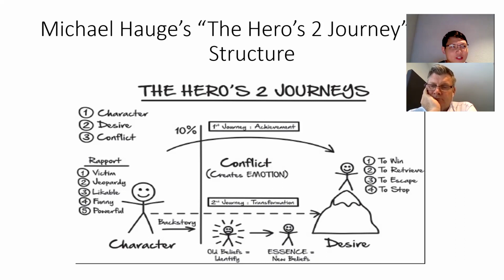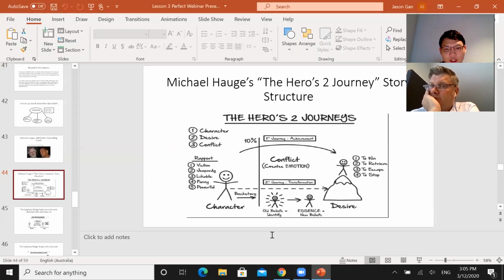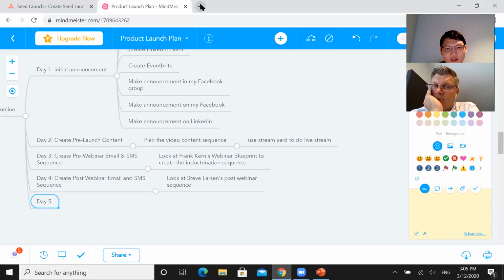In the past I struggled with this as well, because how can I get people to like me? I learned the process actually from Hollywood movies. This structure is not actually from Russell. Of course, Russell now teaches people in the webinar, but it actually comes from Hollywood movies. I'm just going to quickly share where this originally comes from.